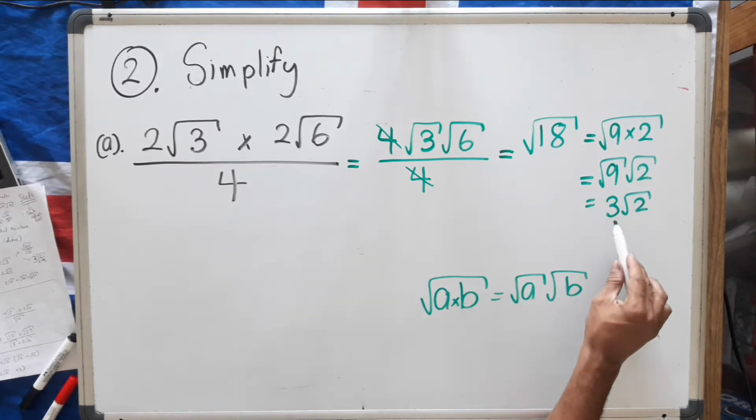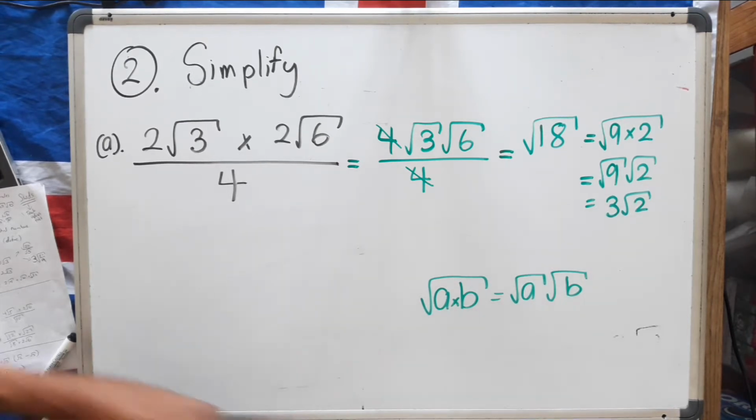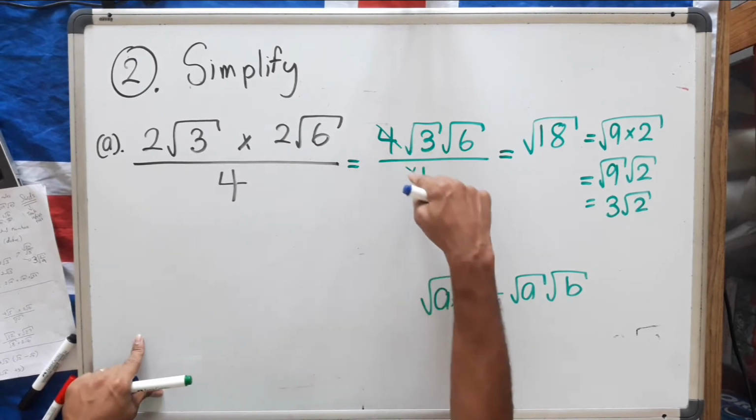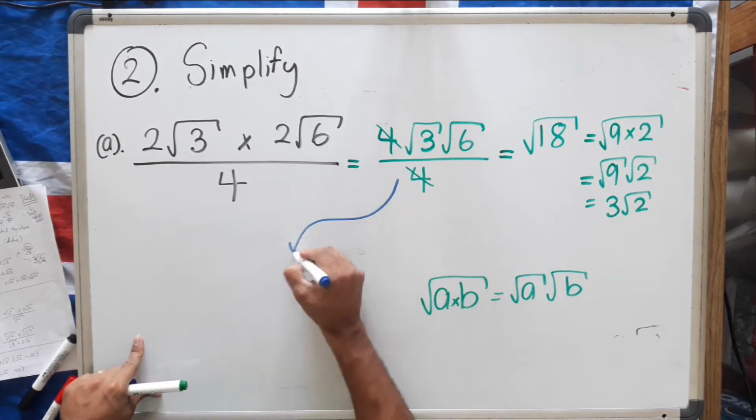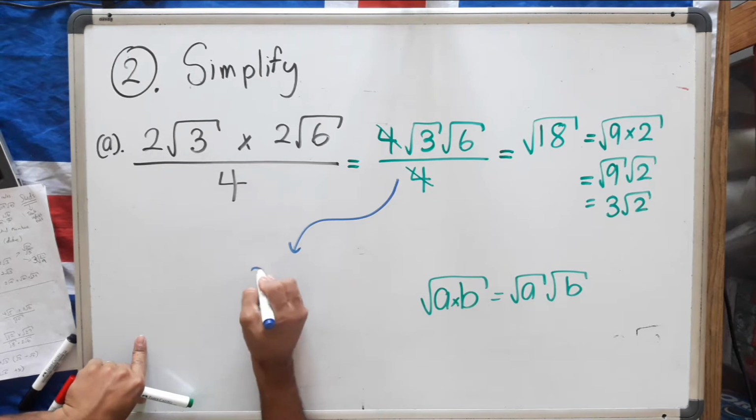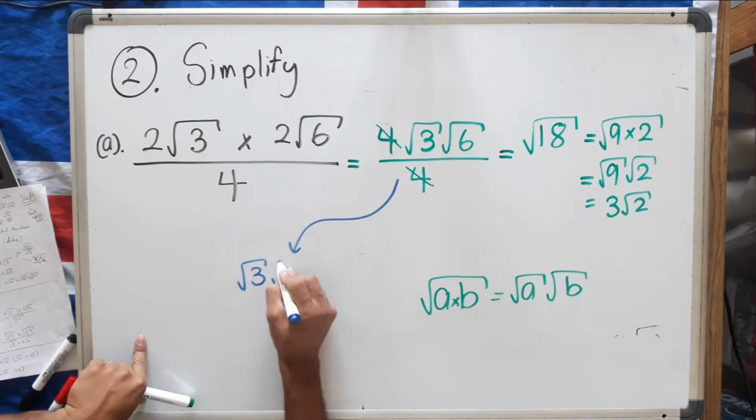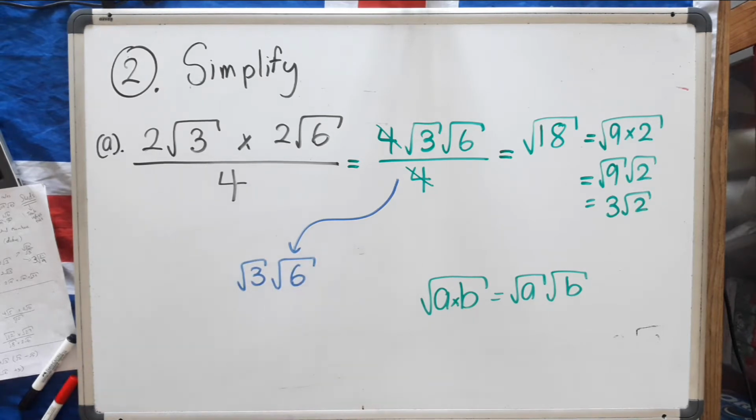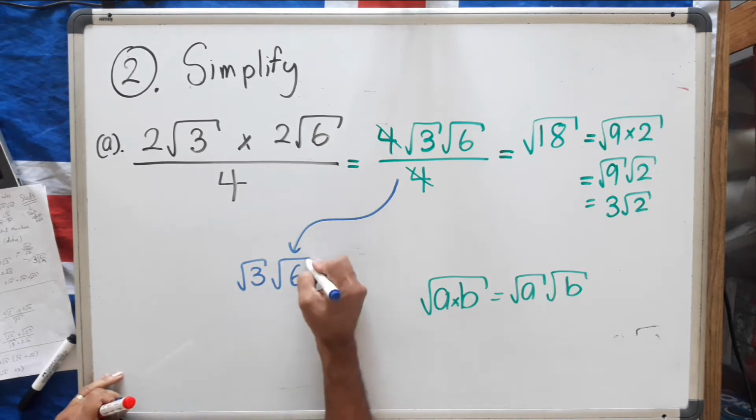I'm going to show you a different way of getting the same answer. We're going to pretend that we're going to take from here. So the 4's got cancelled out. So we had the square root of 3 multiplied by the square root of what? 6. Now look at this carefully. I'm going to make the square root sign a little bit longer.